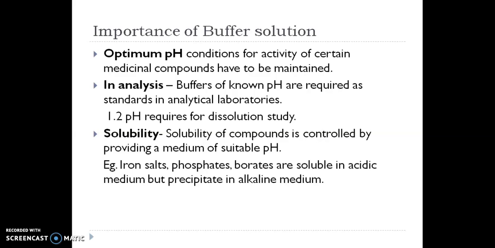For example, a 1.2 pH solution is required for a dissolution study. Next is the solubility of some compounds. The solubility of a compound is controlled by providing a medium of suitable pH. You can consider the example of different salts like iron, phosphate and borates. They are soluble in acidic medium and can precipitate in alkaline medium. So if you want to dissolve such salts, you have to make an acidic solution and maintain the acidic pH. That pH you can maintain by using an acidic buffer solution.